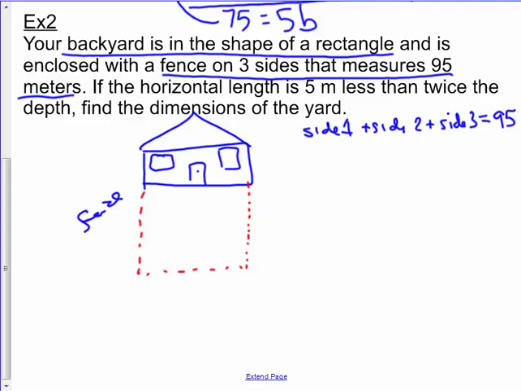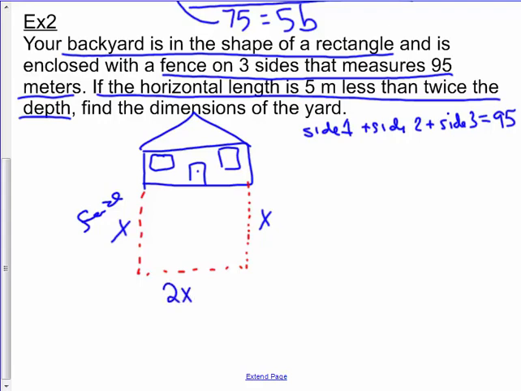How do I label each side now? Well, horizontal length, 5 less than twice the depth. Do I know the depth? No. So that's going to be my x. That's going to be my variable here. So the depth is x on the left side and on the right side. Then it says the horizontal length is 5 less than twice the depth.